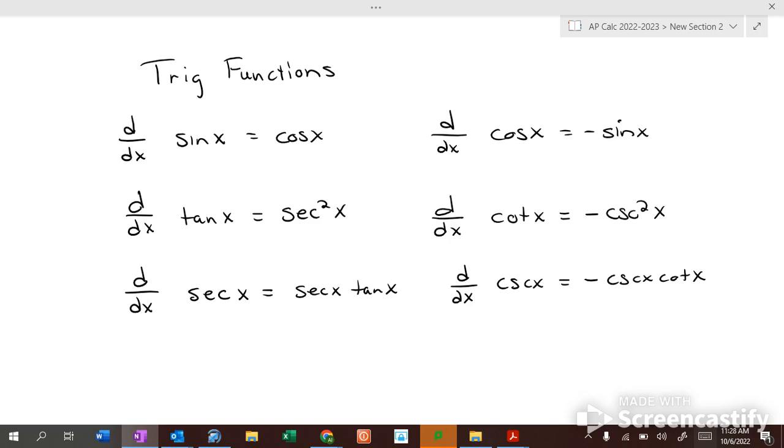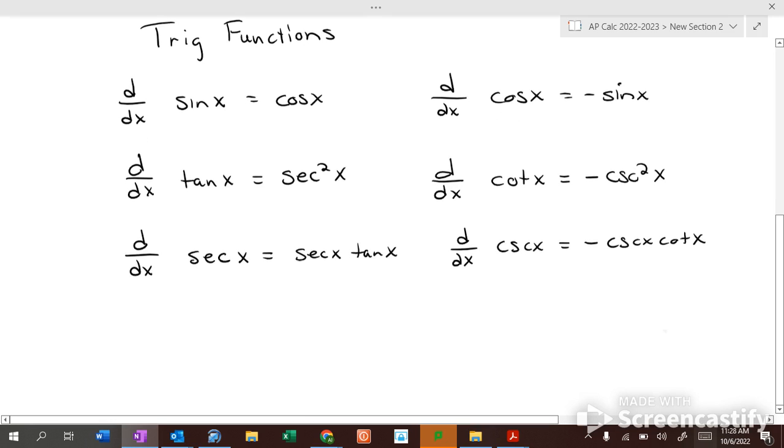All right. So you got to know your trig functions. And these, when it comes to the AP test, these will have to be memorized. Okay, you'll have to have these memorized. But for now, up until that time, I let you use your note card because it's just easy to forget here and there. Okay, so now what I'm going to do is show you the product rule.